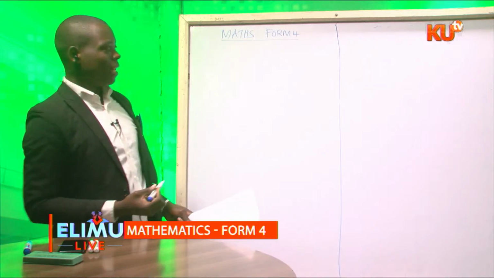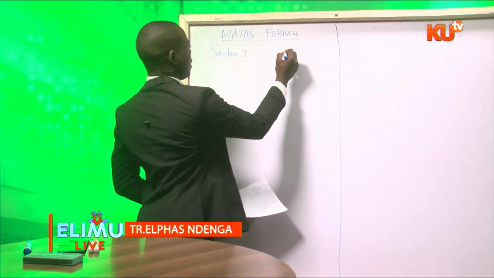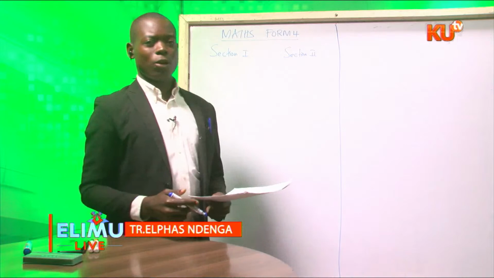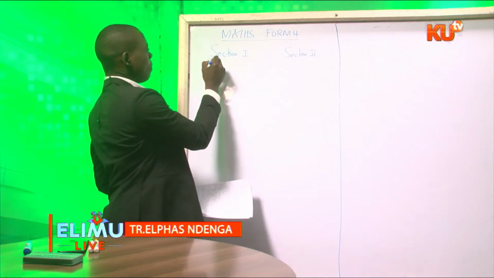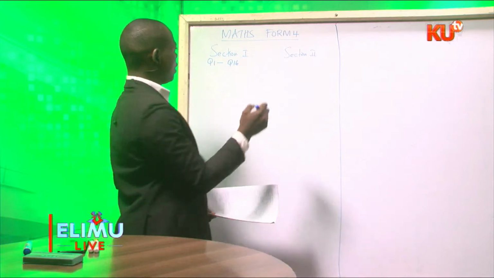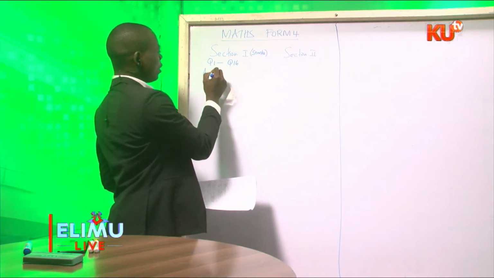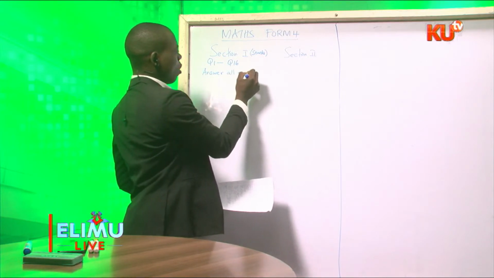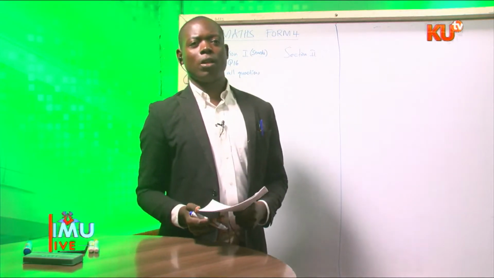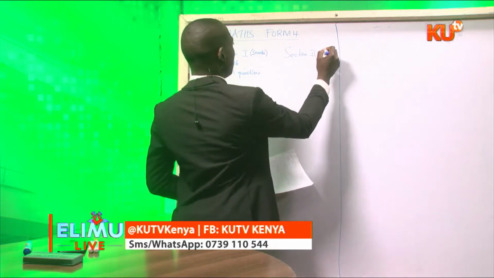First of all, you need to understand that this paper, just like paper 2, has 2 sections, section 1 and section 2. When talking about section 1, these are short structured questions from question number 1 all the way to question number 16. And this section has 50 marks, and the instructions are you answer all the questions. Question 1 up to question 16 are short structured questions that will all be answered, as the instructions provide.